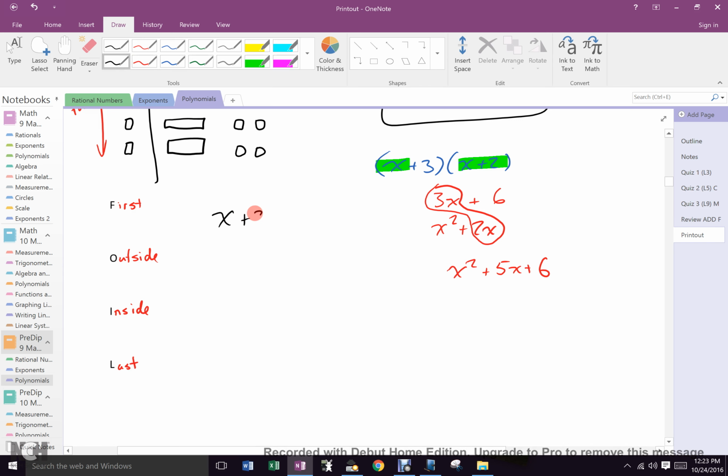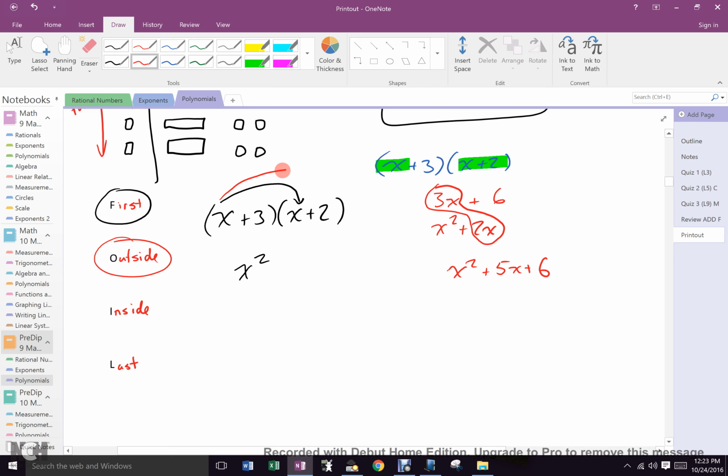x plus 3, x plus 2. First, we'll do in black: x times x, which gets you what? x squared. Outside, we'll do in red: outside to outside, which gets you? What's x times 2? 2x. Inside, we'll do in blue: the inside two numbers, which gets you?